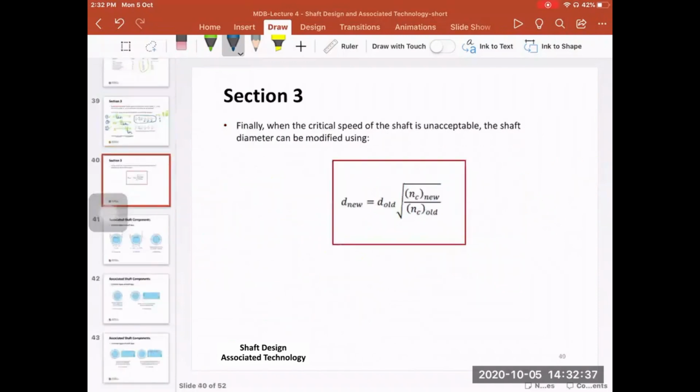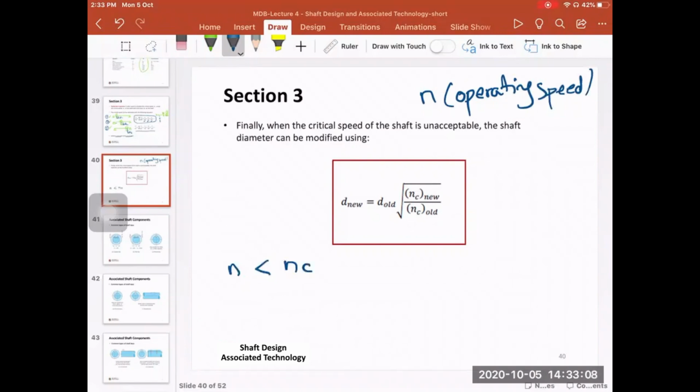So there is one more equation you can use when the critical speed of the shaft is unacceptable. What do you mean? So in this case, I said that we have N. This is the operating speed, right? Okay. So and this N operating speed has to be less than the N critical.